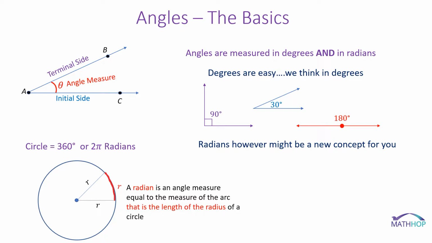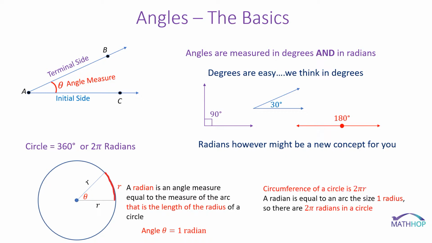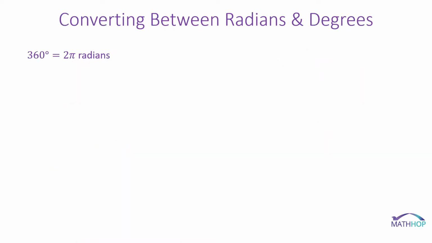So right here, if I were to pop a theta in there, that angle theta would equal 1 radian in measurement. All right? If we think about circumference of a circle, circumference is 2 pi r. That means there's 2 pi radiuses in the circle. A radian is equal to an arc that's size 1 radius, so there are 2 pi radians in a circle. And if all of that means almost nothing to you, just remember a circle has 360 degrees or 2 pi radians.